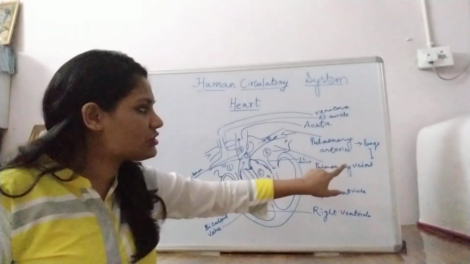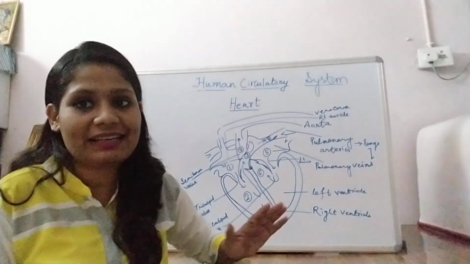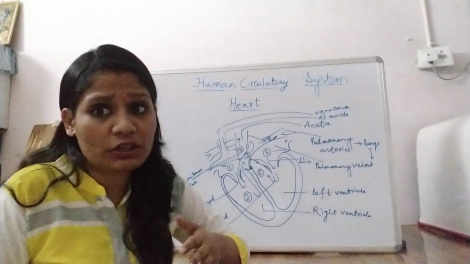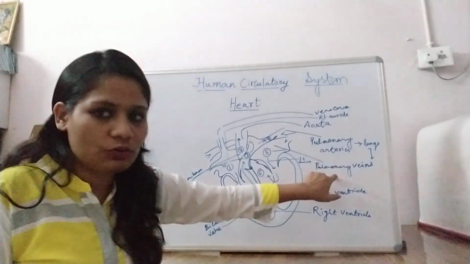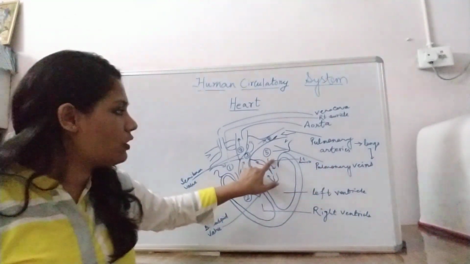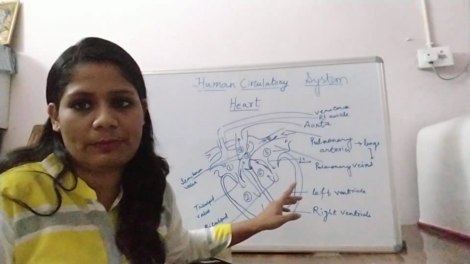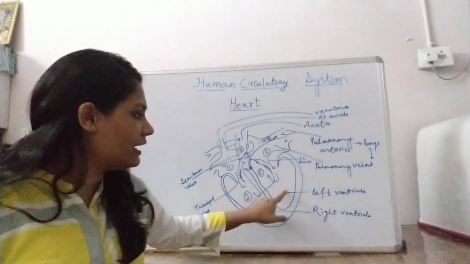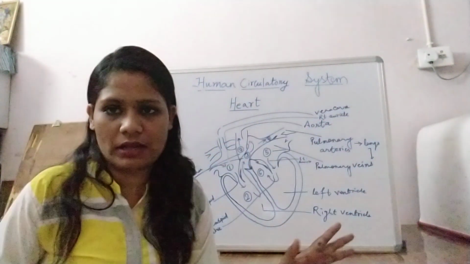Now systemic circulation is when, in the lungs, there is purification of blood, that is, oxygen is loaded into the blood. Now it comes to the pulmonary veins, and through the pulmonary veins to the left auricle. Now the left side of the heart receives oxygenated blood. Left auricle, then left ventricle, and then to the aorta, and then to all parts of our body.